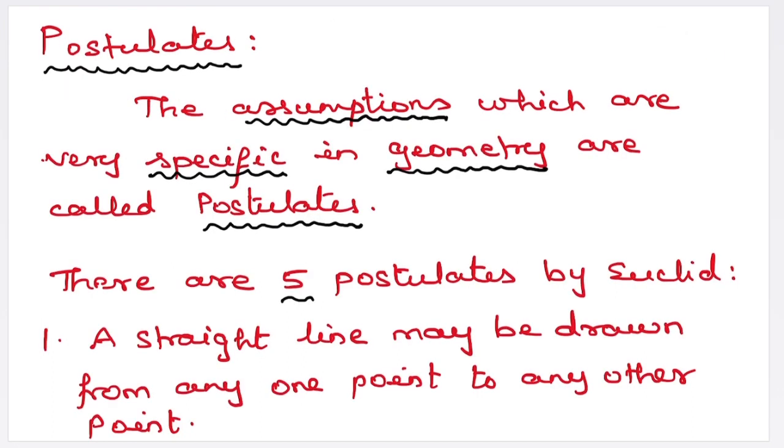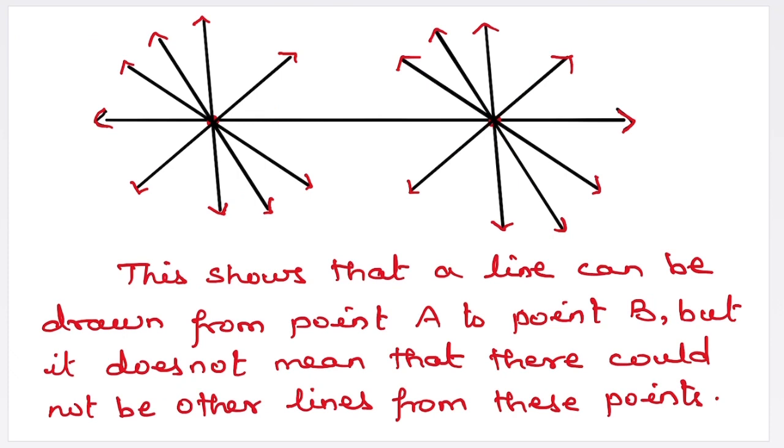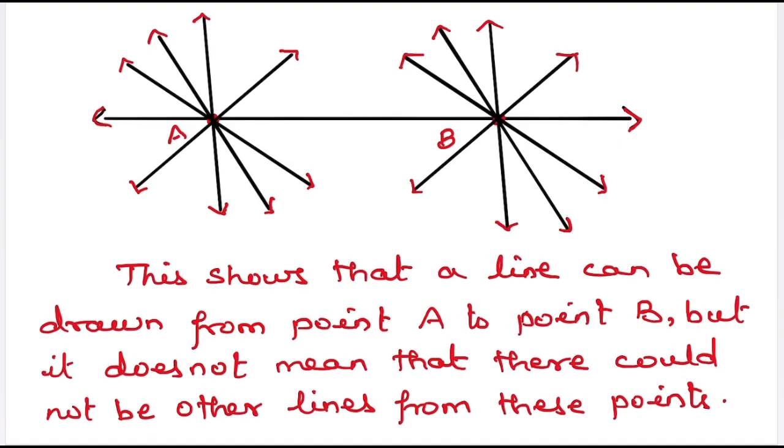Next, postulates. The assumptions which are very specific in geometry are called postulates. There are 5 postulates by Euclid. First one, a straight line may be drawn from any one point to any other point. From this figure, first postulate says that there is at least one straight line passes through 2 points. That is from point A to point B ஒரு line draw பண்ணலாம். ஆனால் அந்த பாயிண்டில் we can draw many other lines.